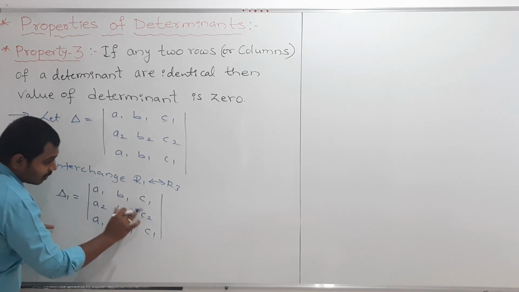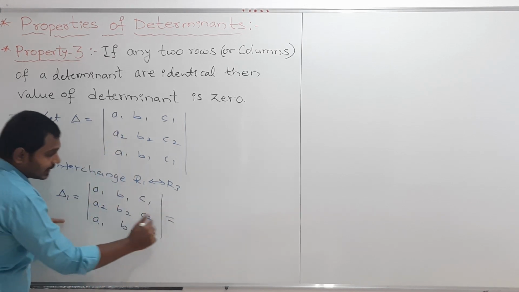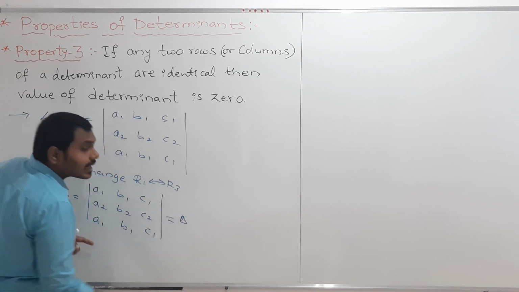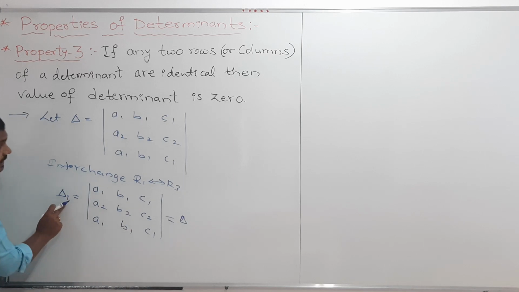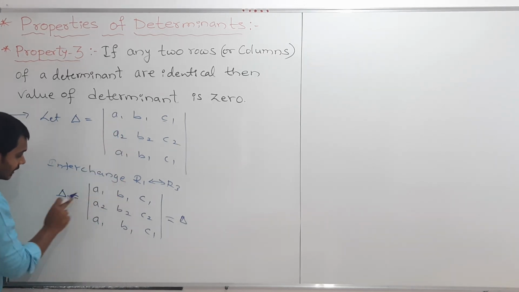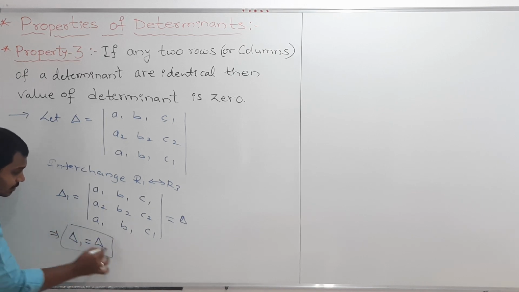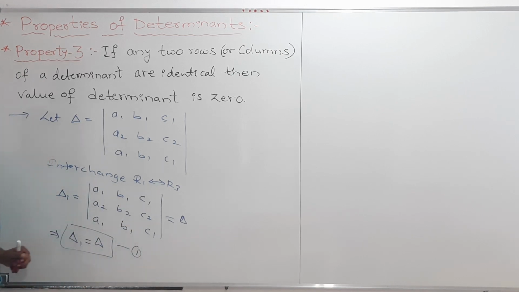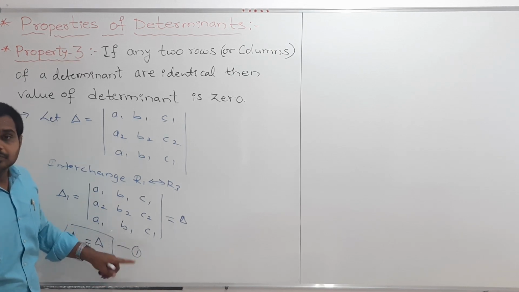But after solving this, whatever I got is the same as delta itself. So therefore, delta 1 is equal to delta. Can I write? Yes. So this value is nothing but delta, and delta 1 is the new determinant I get after interchanging. So this implies delta 1 is equal to delta. This is the one result I got from this. I am calling this number 1.